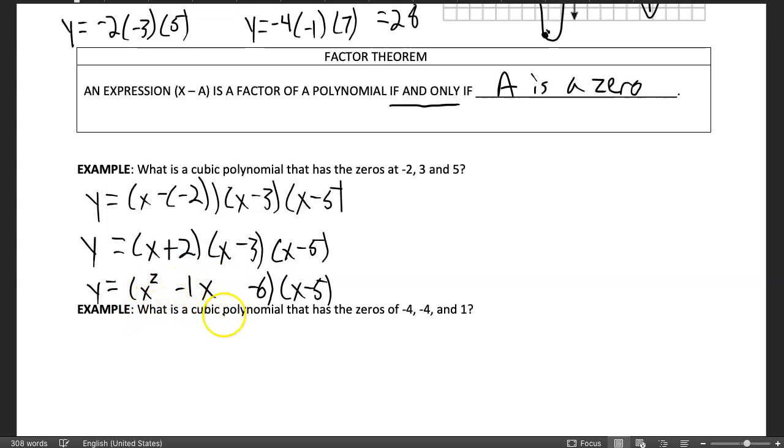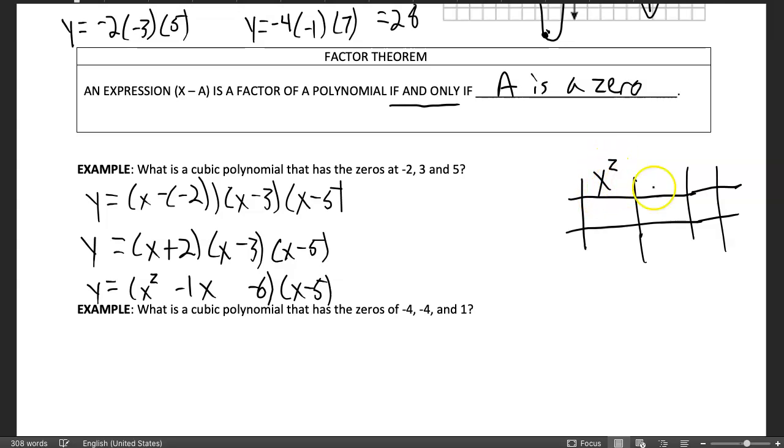Now how do we multiply a cubic into a quadratic? Well, this is where we do the box. We're going to set up a box with each of our terms on the top and each of our terms on the side. So for example, in this case, we'll set up our x squared term on the top here. We'll have minus 1x, and we'll have minus 6. And we're multiplying that into x minus 5.